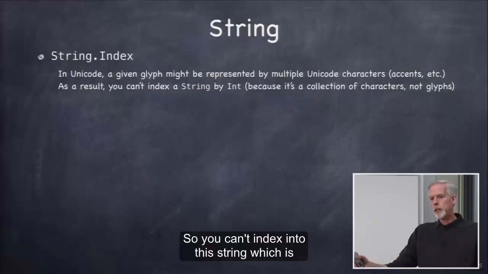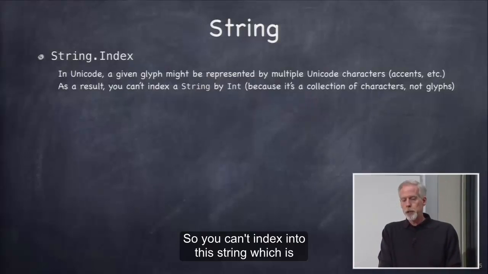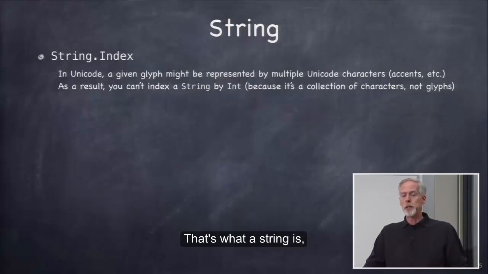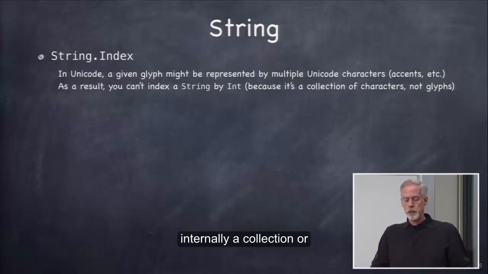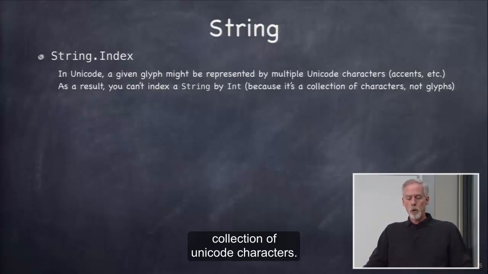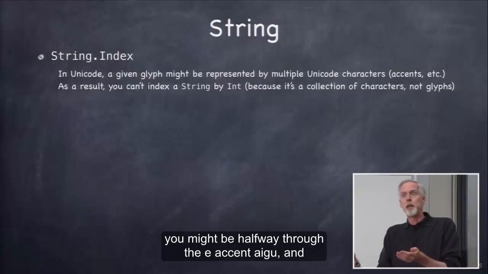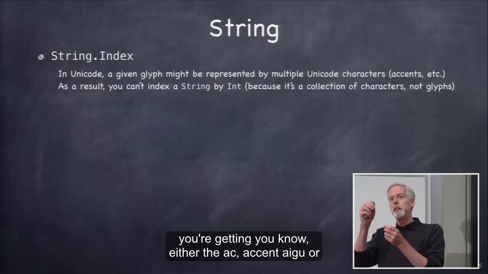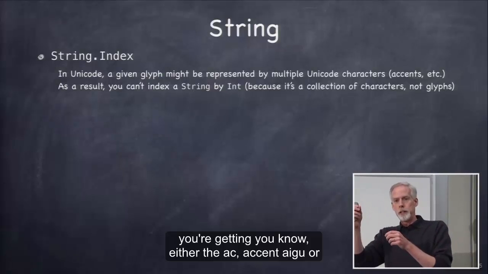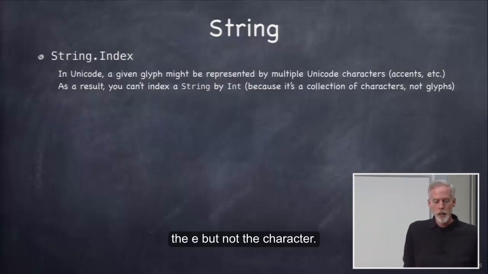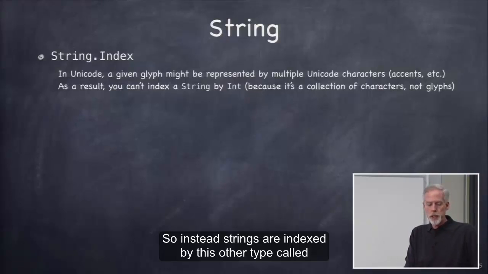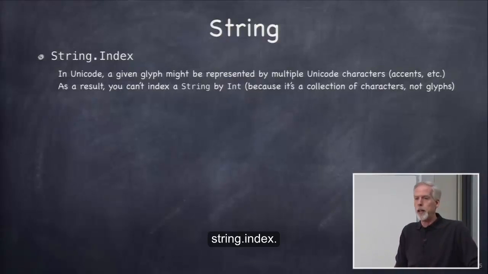So you can't index into this string, which is an array of characters. That's what a string is. A string is, essentially internally, an ordered collection of Unicode characters. You can't really index by int, or you might be halfway through the E accent aigu, and you're getting either the accent aigu or the E, but not the character. So instead, strings are indexed by this other type called string.index.